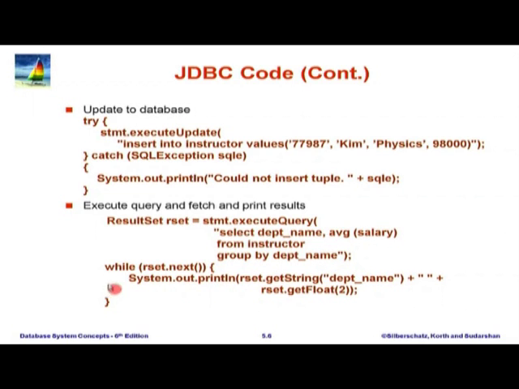But for which row? So this is a loop. The very first time it runs, it's going to retrieve these attribute values for the first row. The next time, rset.next moves the pointer from the first to the second row. And then the same line here will get the department name and the average salary for the second row, and so forth, until we reach the end and there are no more rows.